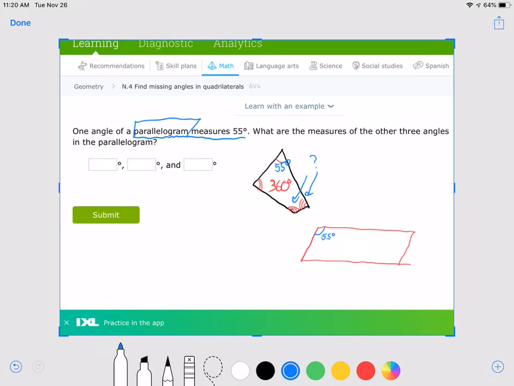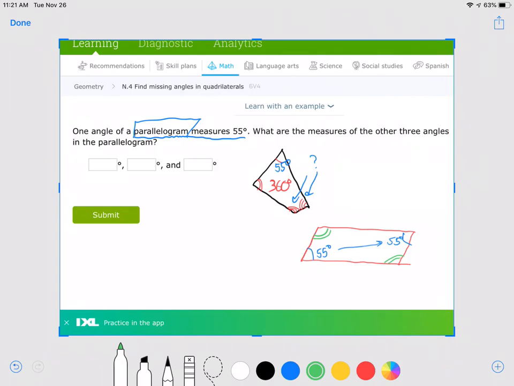Okay, well, let's not do that one because that one's obviously an obtuse angle. So let's say that this one down here is the one that's 55 because it's actually acute. So one of the properties of parallelogram is that opposite angles are congruent. So if that's 55, then this is also 55. And then another property is that consecutive angles are supplementary.